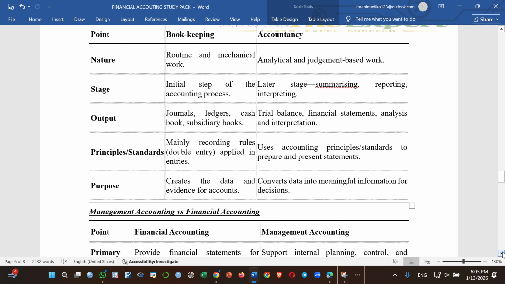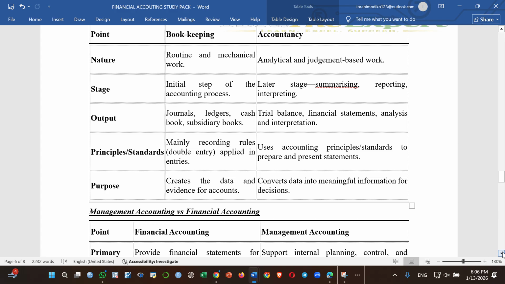Number three, stages. Bookkeeping is the initial stage, while accountancy is a later stage. When we record, that is the initial stage. But the later stage is when we have all those recorded items, then we start summarizing, reporting, interpreting, and so on.